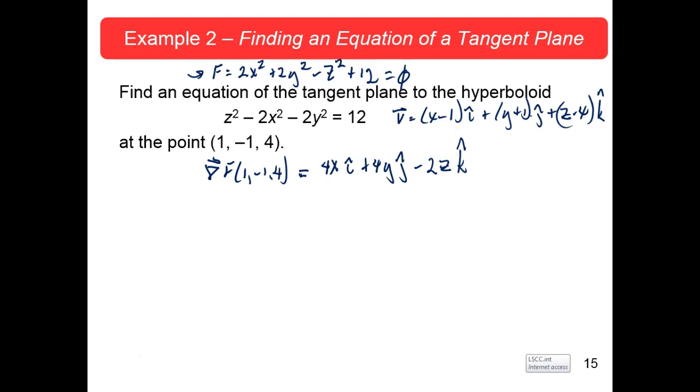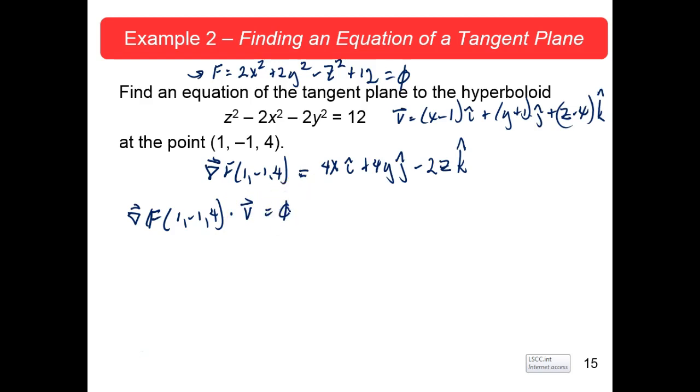Okay, so now we have the gradient, and we have the vector in the plane. So the equation of the tangent plane will be the gradient vector at the point 1, minus 1, 4, dotted with the vector v. I'm just going to write it down again. And we're going to dot these together, and these are going to equal 0.